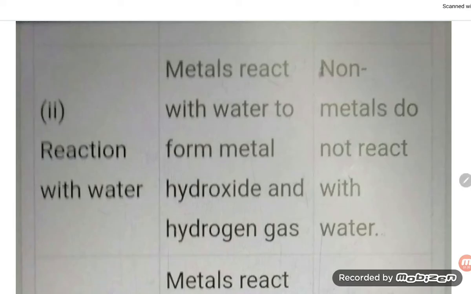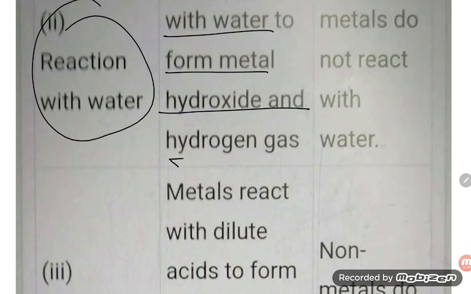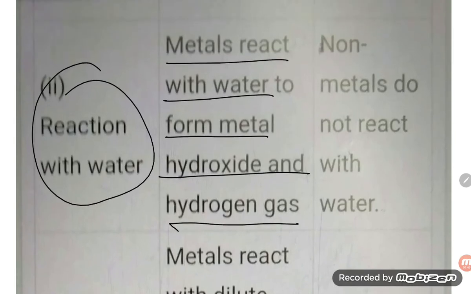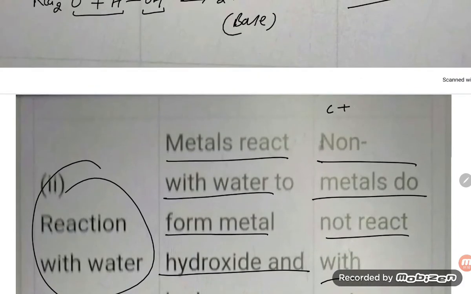Now the next point, the reaction with water. Metals react with water to form metal hydroxide and hydrogen gas is released, while non-metals do not react with water. Like carbon, if you treat it with water, even coal that has been 1000 years below the earth remains unchanged, so there is no reaction.